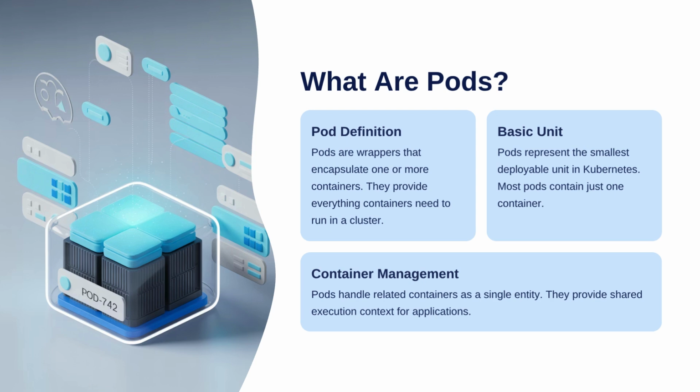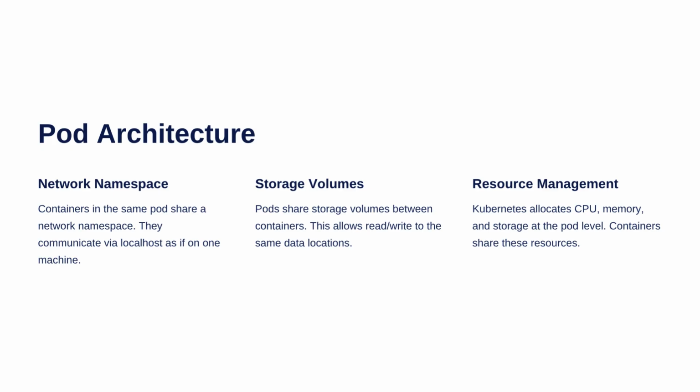But sometimes, you might run multiple tightly coupled containers in the same pod. Containers in the same pod share the same network namespace. That means they can talk to each other on localhost, just like they're on the same machine. They also share the same storage volumes, so they can read and write to the same data if needed.